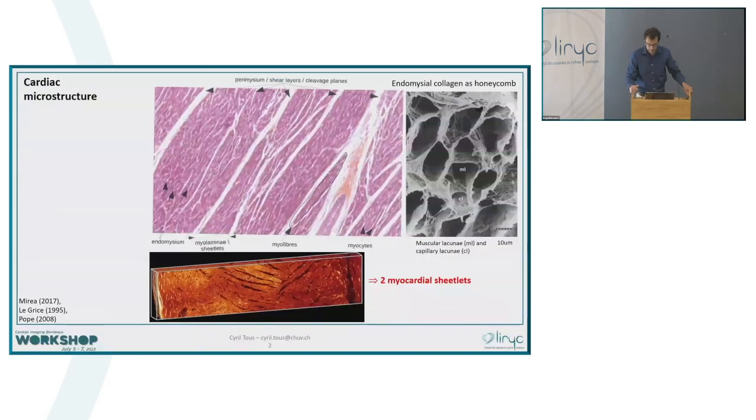So when you think about how the heart is shaped, you need to understand that it's made of myocytes, and those myocytes are stuck into this muscular lacunae, and they stick together and form myofibers. And this endomysial collagen acts as a honeycomb to preserve the myocytes and fibers from overstretching. They also preserve the anisotropy of the fibers, and they help in the diastolic recoil of the fibers.